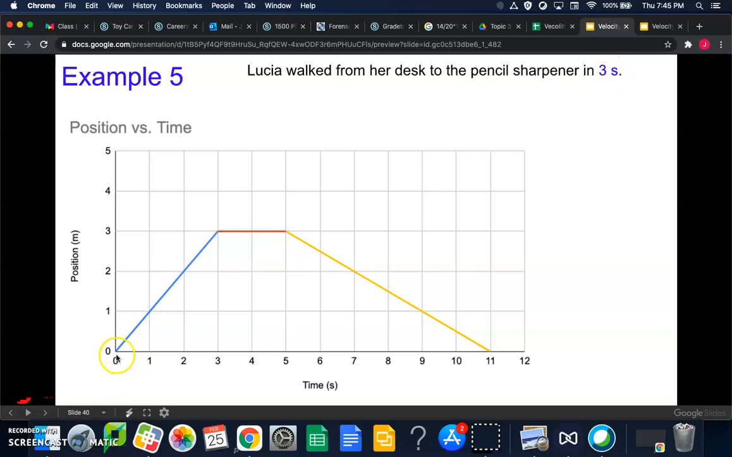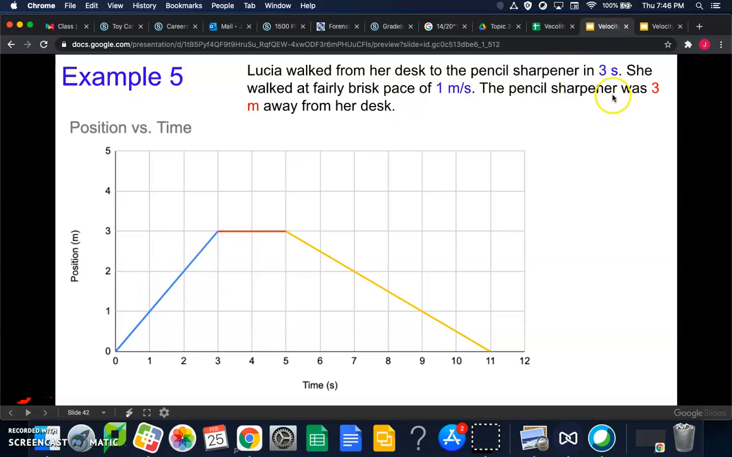We can tell that because she goes from 0 to 3, right? That's 3 seconds. She walked at a fairly brisk pace of 1 meter per second, right? We calculated that on the last example, the slope of this blue line. The pencil sharpener was 3 meters away from her desk, right? We can tell because this red line is at 3 meters. That's where she's stopped at the pencil sharpener.